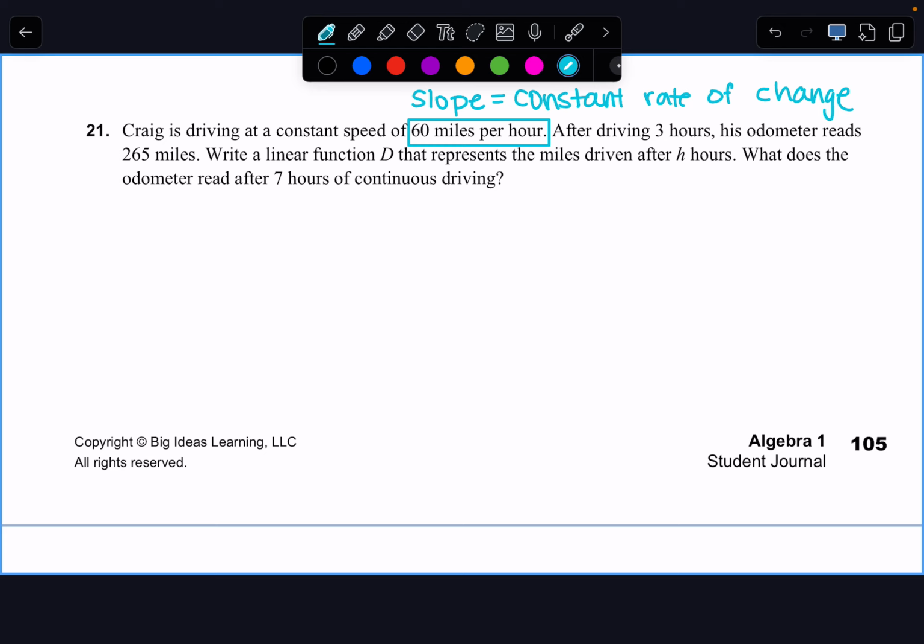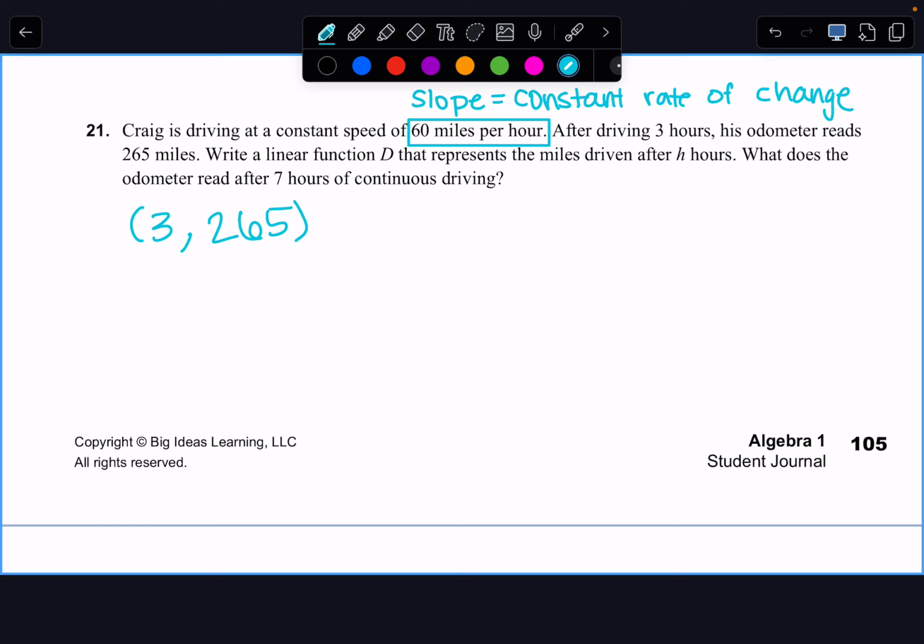Now, after 3 hours, his odometer reads 265 miles. What does the odometer read after 7? So basically, after 3 hours, his odometer reads 265. That's giving us a coordinate. Write a linear function d that represents miles driven after h hours. This is what we're going to do. We're going to use x's and y's, and then we're going to go back and change them to d's and h's. Does that sound fair?